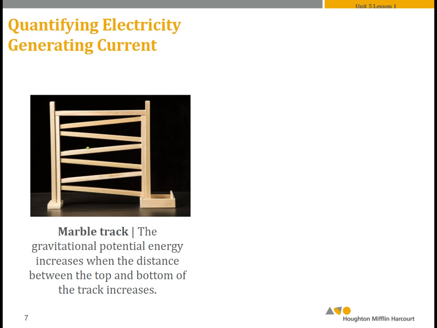Here we see a marble track, and this takes the hill analogy a step further. On this marble track, we put the marble at the top of the track, and the gravitational potential energy is at its maximum point. As it rolls down the hill, at each step the gravitational potential energy decreases and the kinetic energy increases.